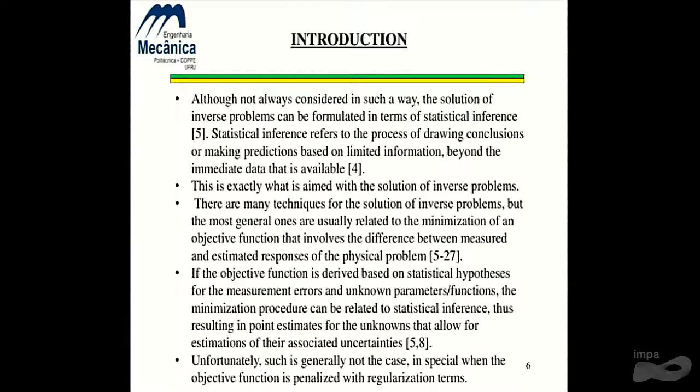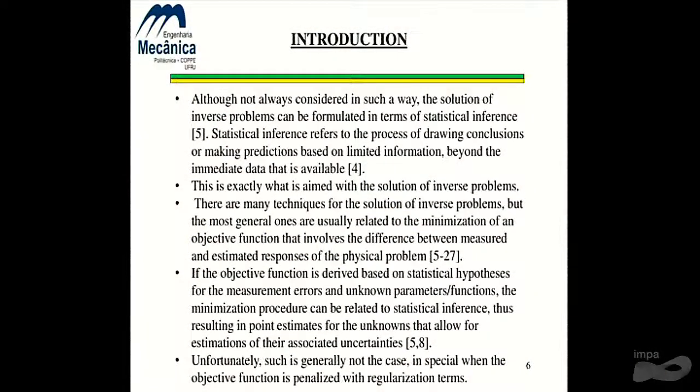Because many times you define your objective function without taking into account the experimental uncertainties. And this does not allow you afterwards to get estimates not only about the unknown parameters of your formulation, but also about the uncertainties related to those unknowns. For example, like the variances, if you approximate them as a Gaussian distribution or some other distribution. Okay.